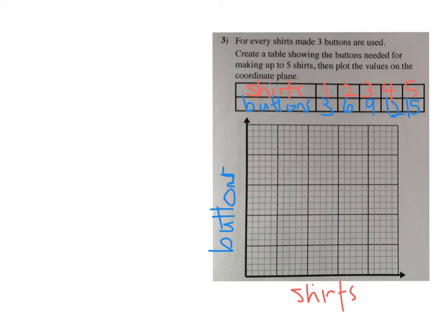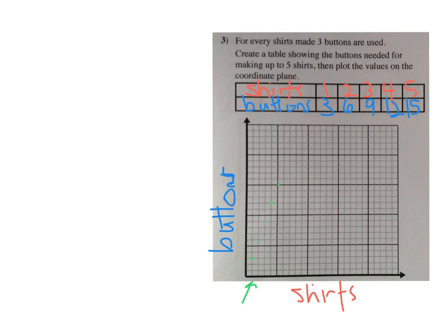And again, each of these little boxes here is going to be 1 over. So for 1 shirt, it's going to be 3, so it's going to be right about there. 3 buttons. So for 2 shirts, it's going to be 6, right about there. For 3 shirts, it's going to be 9, right about there. For 4 shirts, it's going to be 12, right about there. And for 5 shirts, it's going to be 15, so right about there.